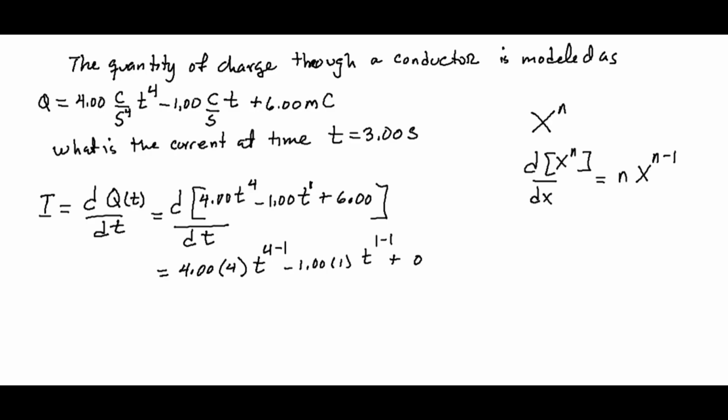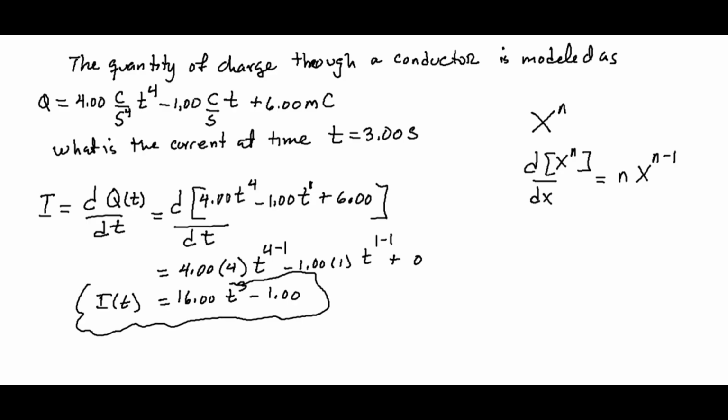So this would be 16.00 t to the third minus 1.00, t to the 1 minus 1 is t to the 0, and t to the 0 is 1. So you get that I of t is 16.00 t to the third minus 1. So this is the equation of the current as a function of the time after finding the derivative of the function q, the function charge.